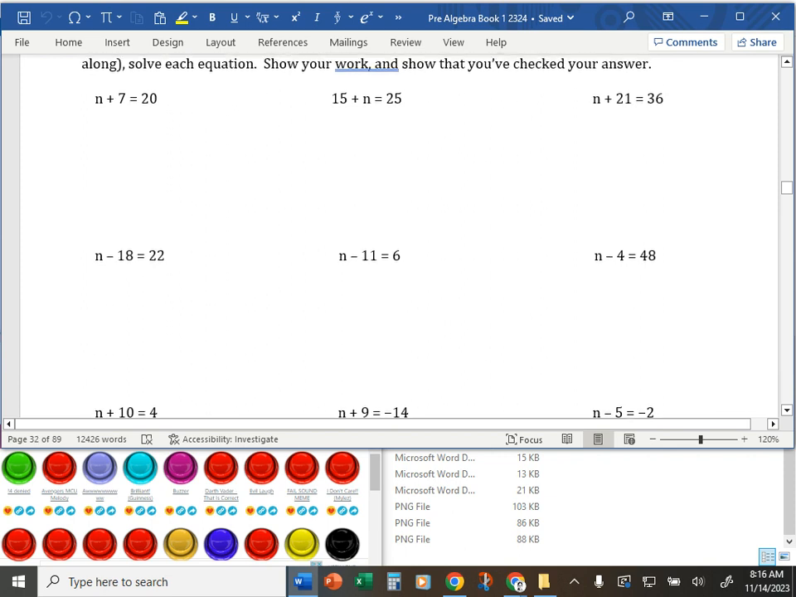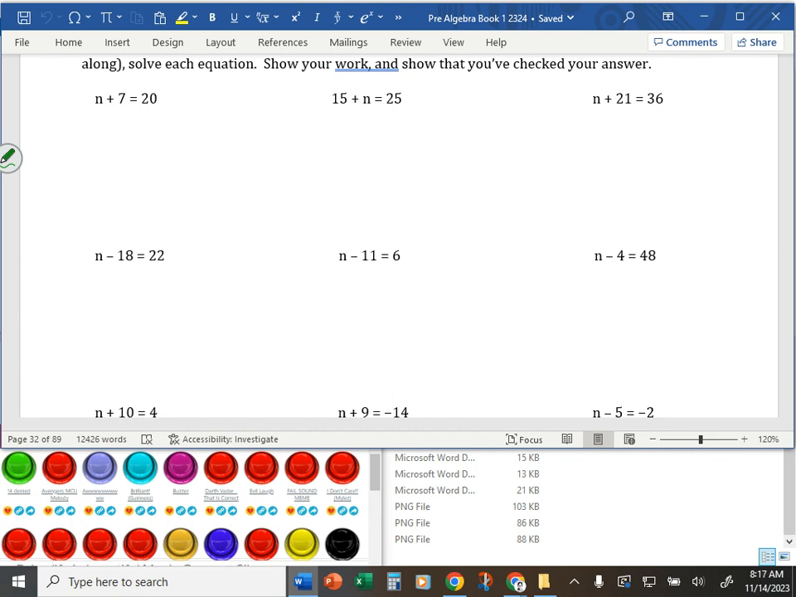Michael, start with the first one. N plus 7 equals 20. Now, all I want you to look for here is what's happening on the same side of the equation as n. Harrison, what's happening on the same side of the equation as n? What else is there? It's a 7. The positive 7. Okay.